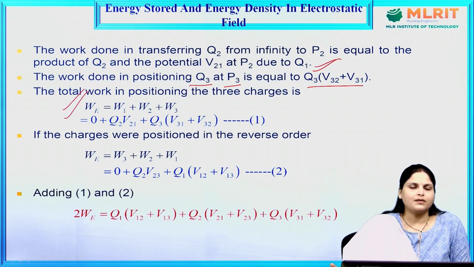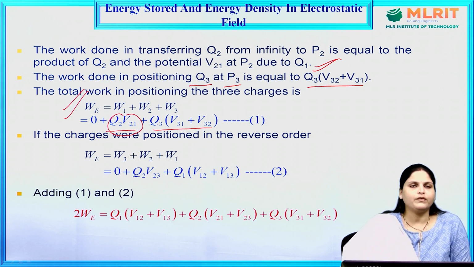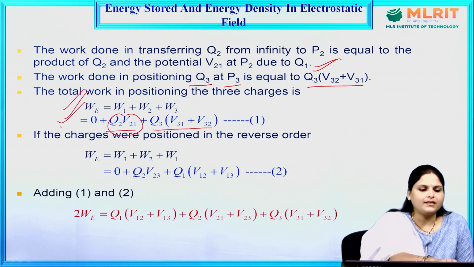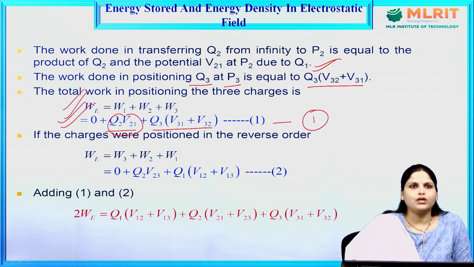W1, as we said, is 0, because there was no charge present initially, so no work was required to bring Q1 from infinity to that place. The remaining work is due to bringing Q2 and Q3: Q2 V21 plus Q3 times (V31 plus V32). Combined, we write them with a plus sign. So this is our equation number 1.